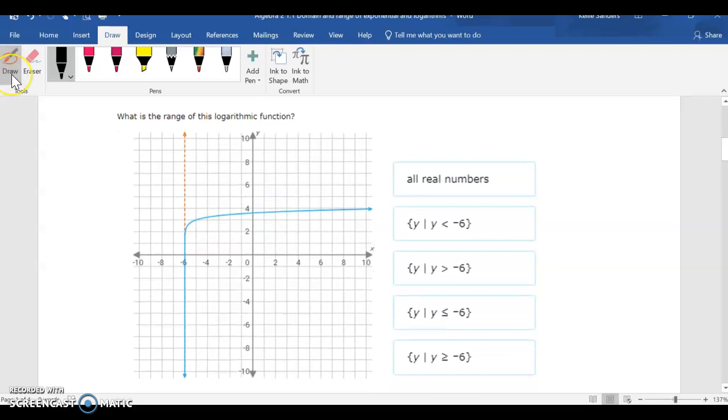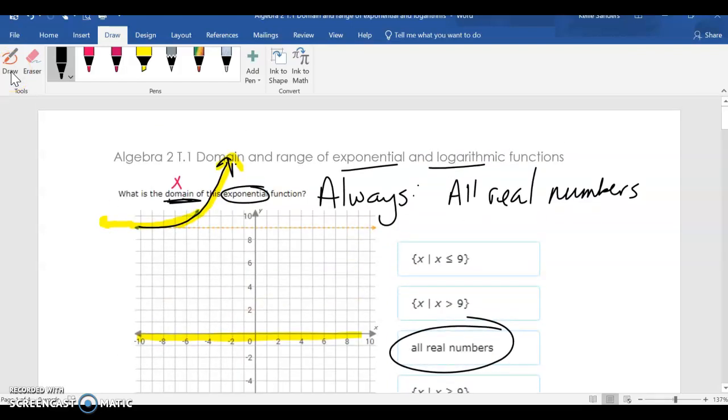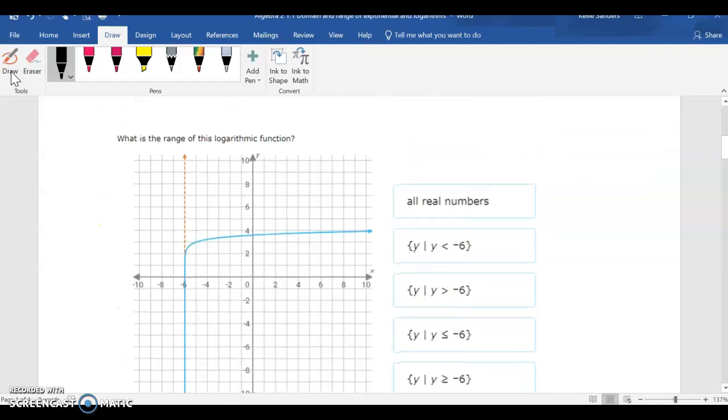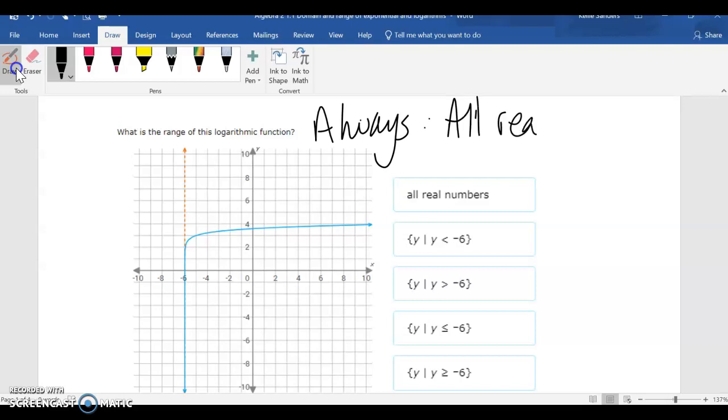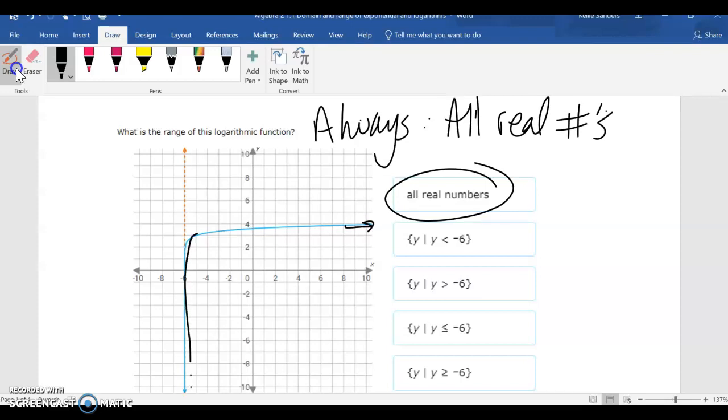So again, if the domain of an exponential is always all real numbers, then the range of a logarithmic is always all real numbers, because it's going to keep on going up. Not very fast, but it is going up, and it's always going to go down like that. So it's always all real numbers.